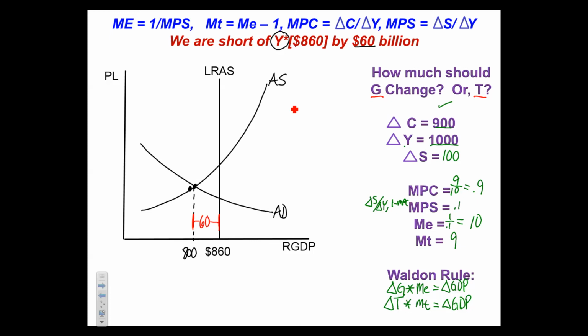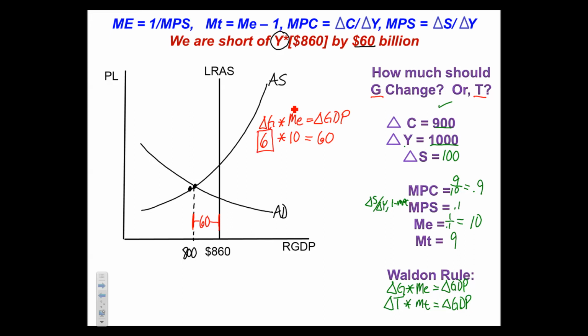If the expenditure multiplier is 10, let's see, we want our change in government spending times our expenditure multiplier to equal our change in GDP. And we want GDP to change by 60. And our expenditure multiplier is 10. Then it becomes what times 10 equals 60? So our change in government spending should be 6.